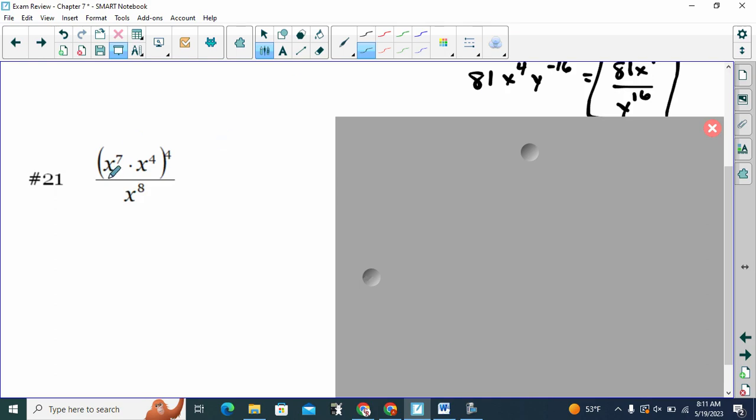Take them one step at a time. Always start inside the parentheses. When I multiply, what do we do with the exponents? Add. 7 plus 4 is 11. So I simplify inside the parentheses to x to the 11th. Everything else I rewrite.